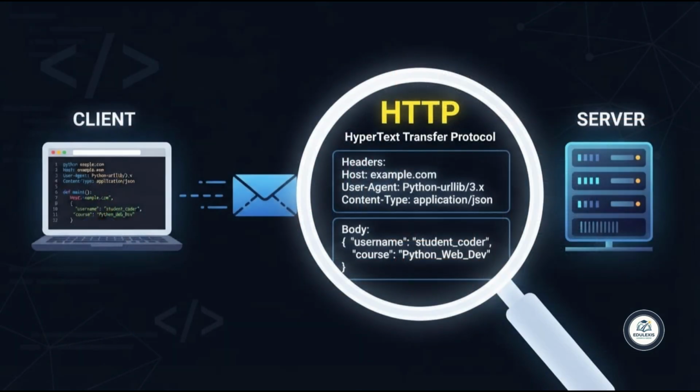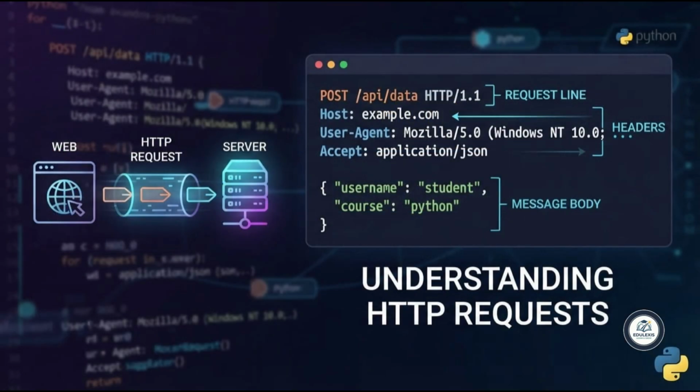How do clients and servers talk to each other? They use a common language called HTTP, which stands for HyperText Transfer Protocol. It is a set of rules for formatting and transmitting messages across the internet, ensuring that browsers and servers understand each other perfectly. Every time you interact with a web page, your browser sends an HTTP request. This request contains a request line with a method, headers containing metadata like browser type, and sometimes a message body containing data you want to send to the server.